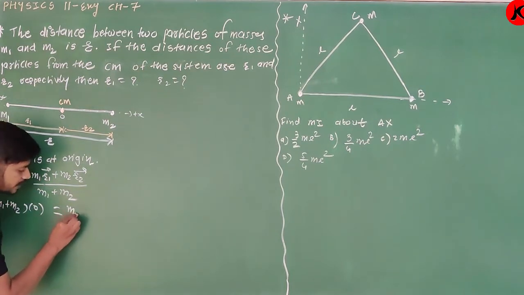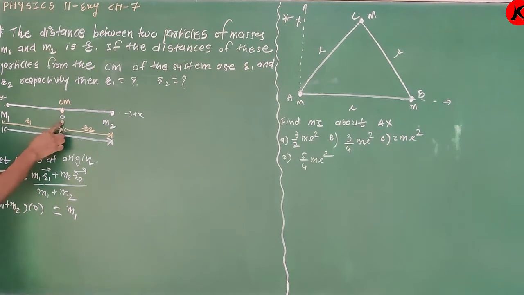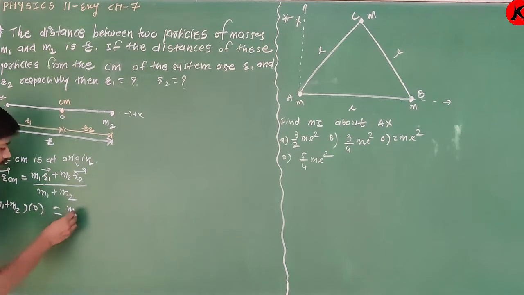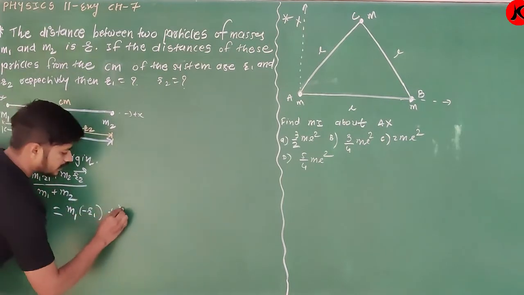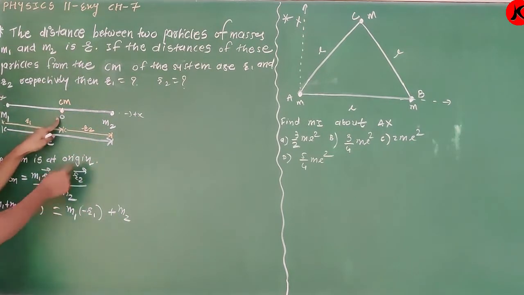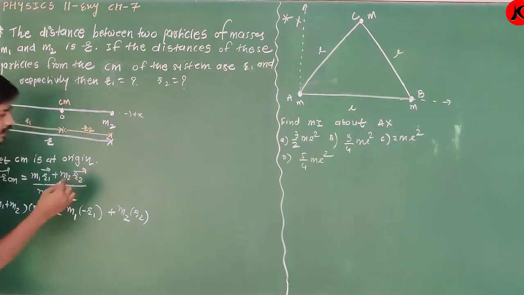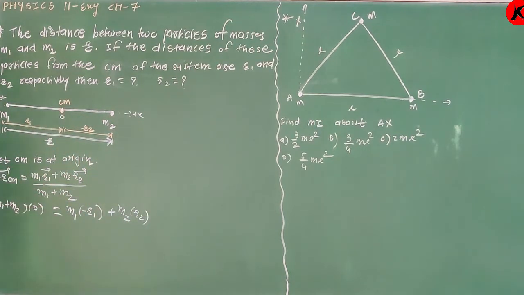Here it is m1. It is on the negative x-axis at distance r1 from the center of mass, so here I have to write minus r1, plus m2 as it is. From the center of mass, this m2 is on the positive x-axis at distance r2, so here r2. This equation is important. Clear about this? First of all, m1 plus m2 multiplied on this side.